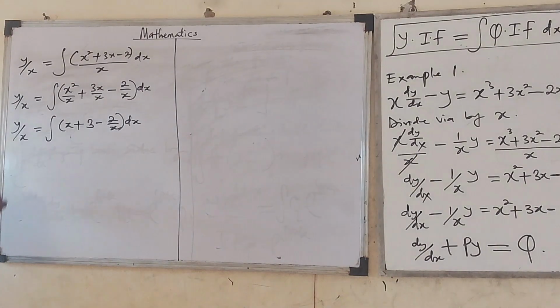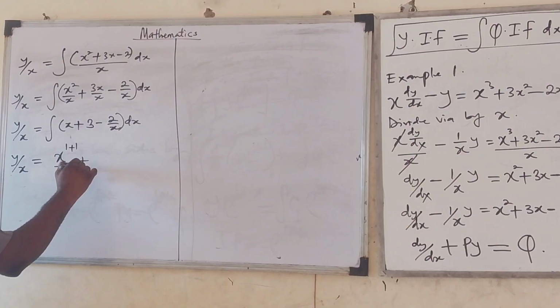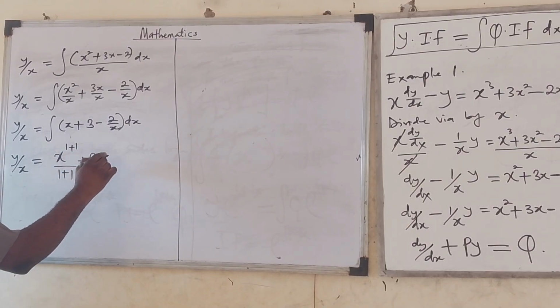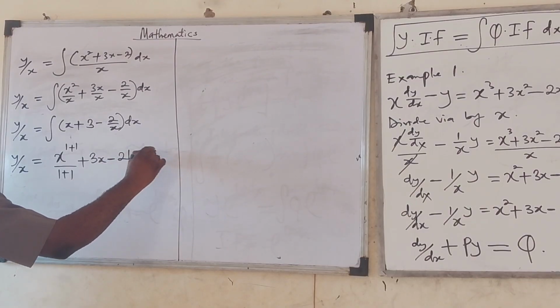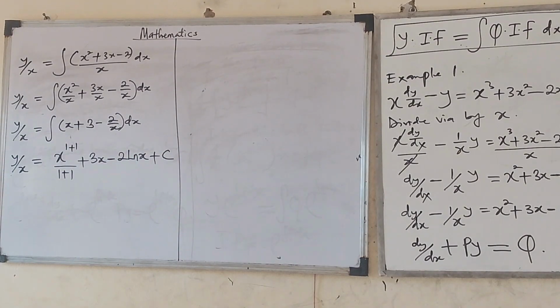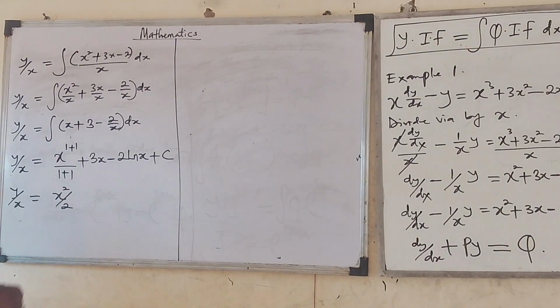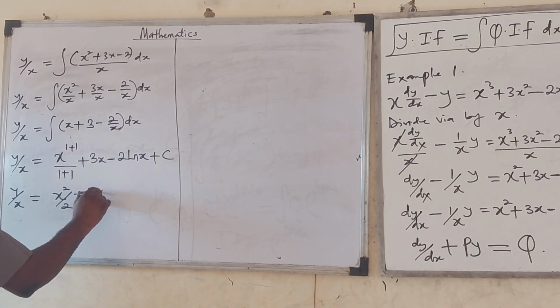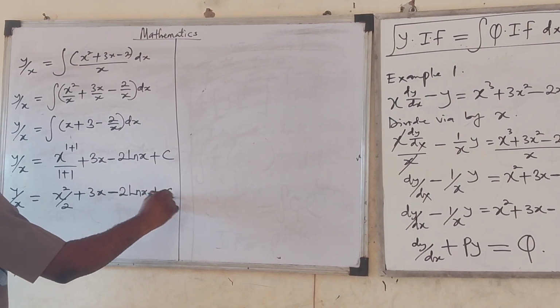So it therefore means that y all over x will be equal to, when you integrate x, it gives x raised to the power of 1 plus 1 all over 1 plus 1, plus when you integrate 3, it becomes 3x, minus when you integrate 2 all over x, it becomes 2 ln x. Then we have plus constant. So y all over x will be equal to x squared over 2 plus 3x minus 2 ln x, plus c.